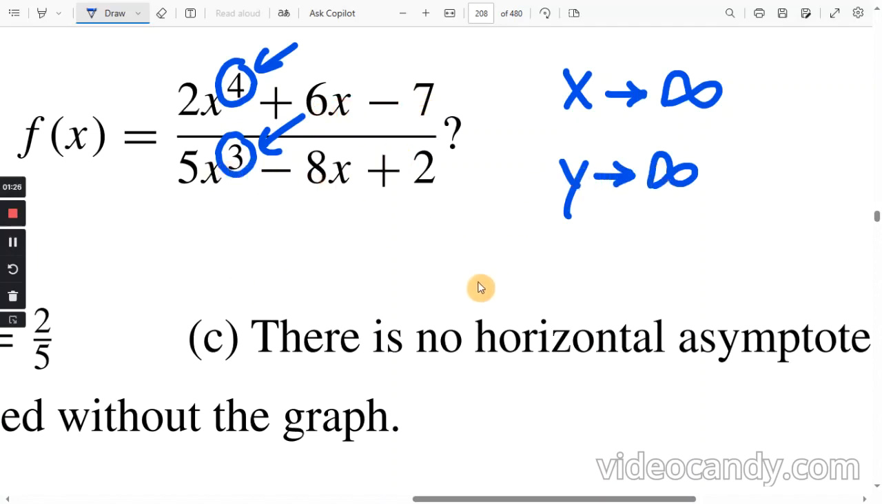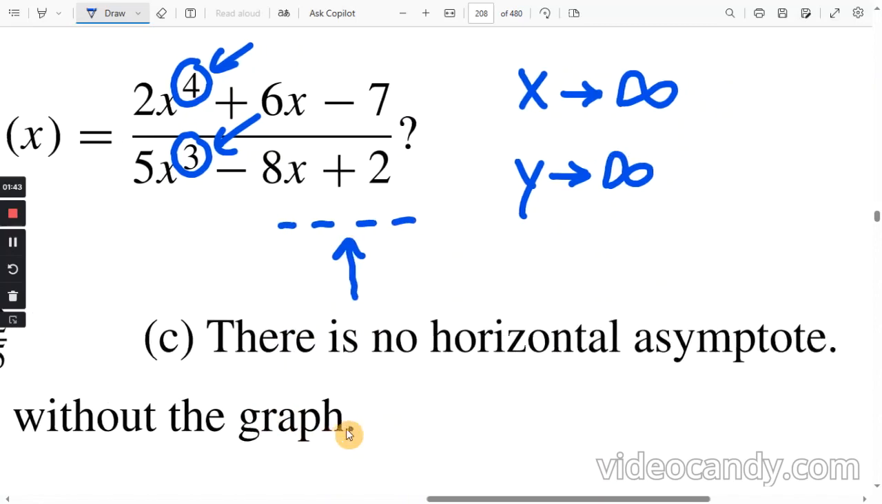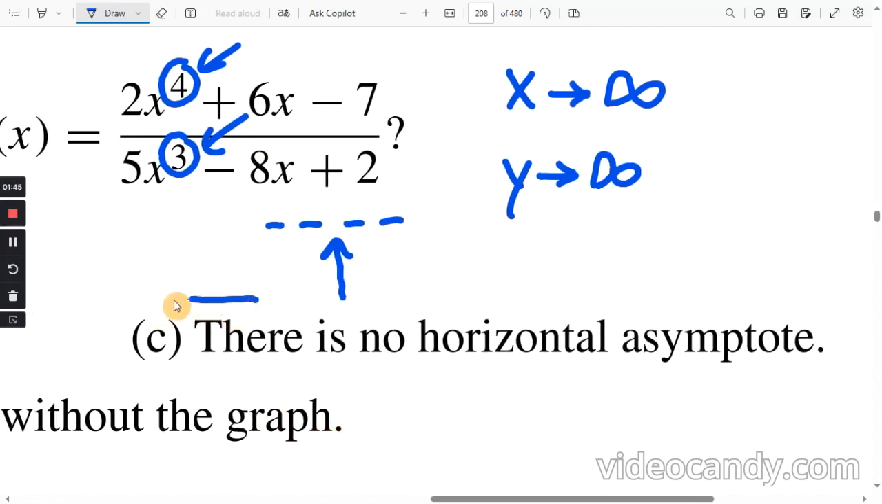And if y is going to infinity, in other words, the vertical part is going to infinity, there is no horizontal asymptote, okay? There is no limit to how high the y value is going to be. So there's no reason to have a horizontal asymptote. So that is just answer C.